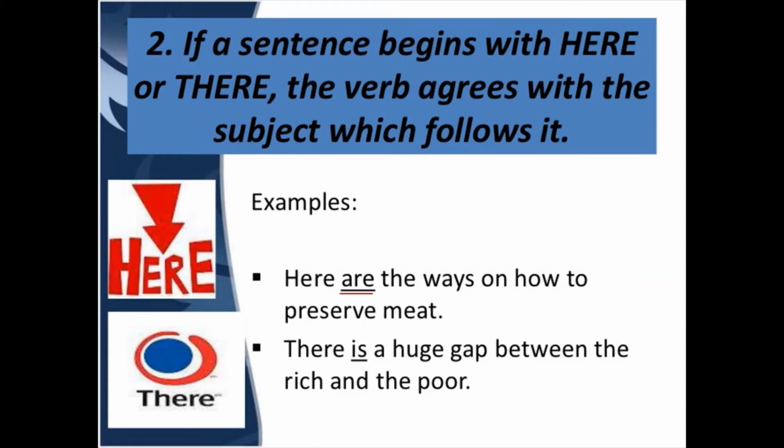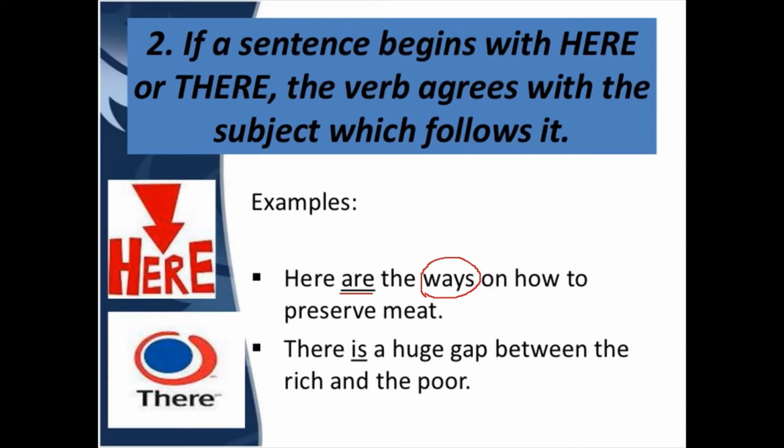Why are? So if the sentence begins with here or there, always look for the noun that follows the linking verb. So in the first example, the noun that follows the verb are is ways. So as you can see, the noun ways is plural. So that's why the verb used in this sentence is are.